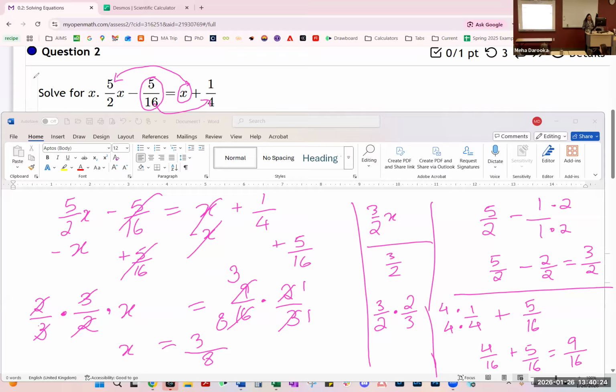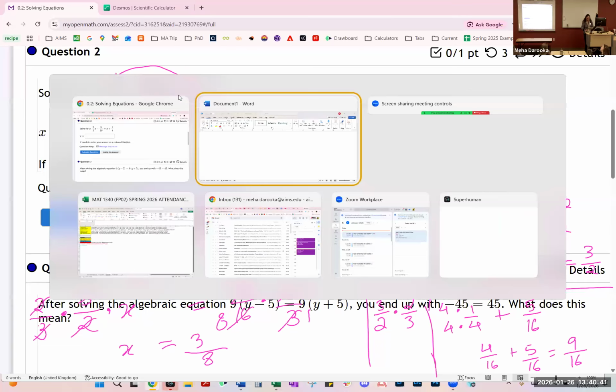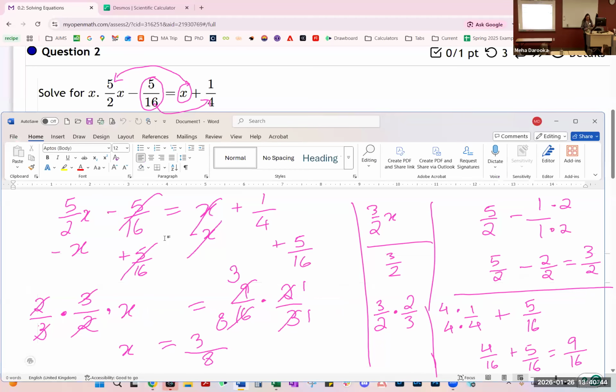Also, the other thing that you can do is check your solution back into the equation. So what we can do is we can plug the 3/8 back where the x is and see if the left-hand side matches with the right-hand side. But before I show you that part, did anybody have questions on how we came up with the 3/8 as the answer? All good? Yeah? Okay, guys, do not hesitate to ask questions if something does not make sense.